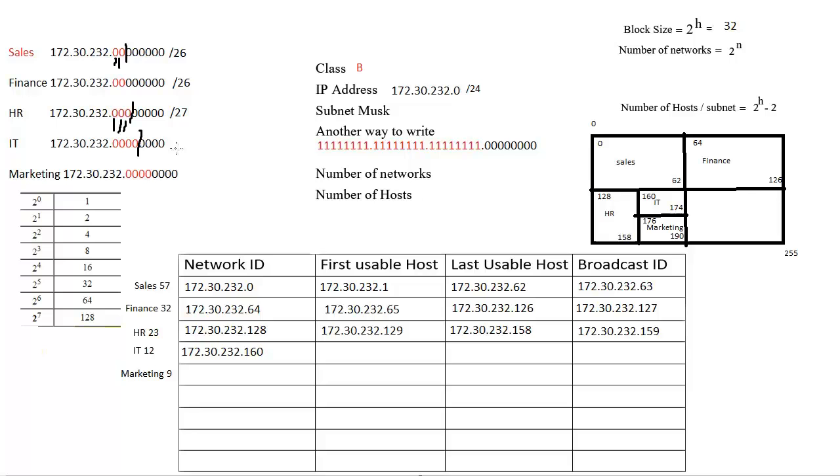So now, what is our next network ID? For our next network ID, again, we have to find the block size. So block size is 2 to the power h, and h is the number of zeros. How many zeros are we using for the IT department? 4 zeros. That means 2 to the power 4, which is equal to 16. So now our block size is 16. That means our network will be incremented by 16. I will add 16 to this, and that will be 176.